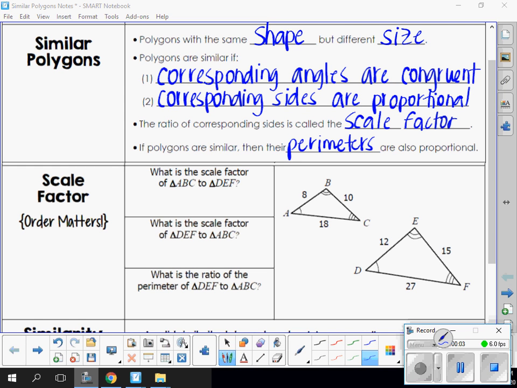Alright guys, we are on page 3 of your chapter 7 note packet, so go ahead and pause the video and fill in these blanks.